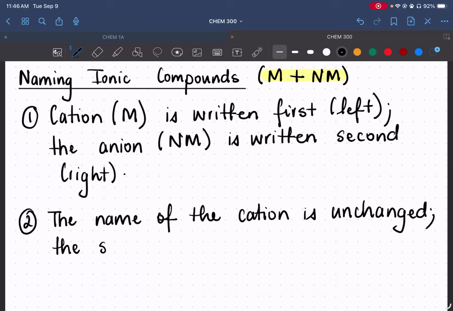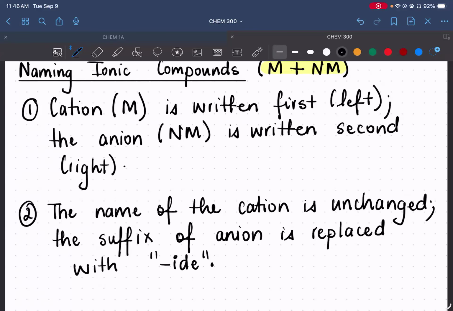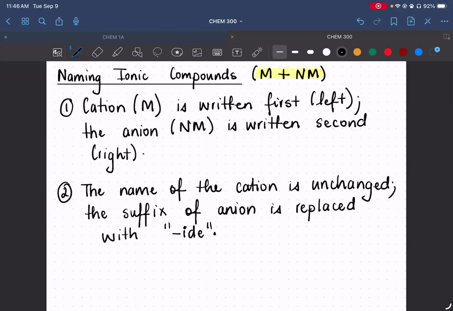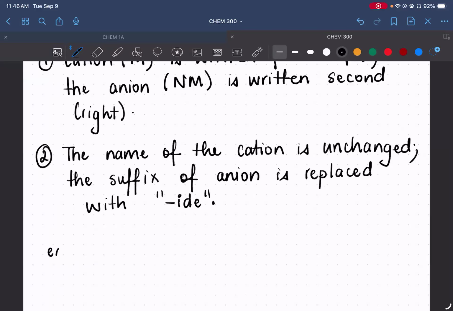Whereas the suffix of the anion is replaced. And it's replaced specifically with the suffix "ide." So what does that mean? What does that take the form of? Well, let's look at the example we just went over on the previous page, NaCl.